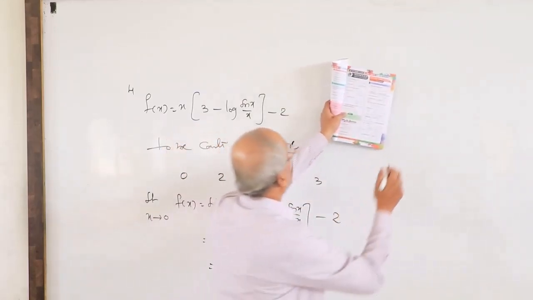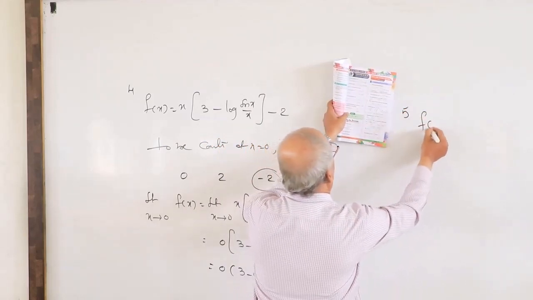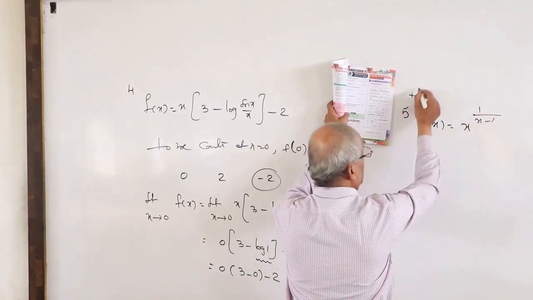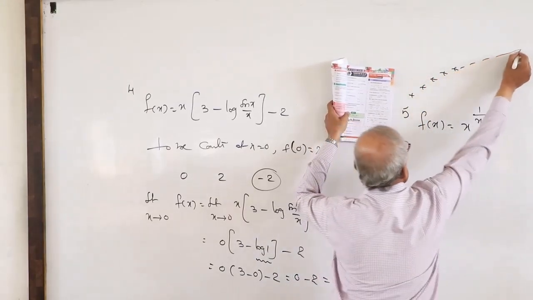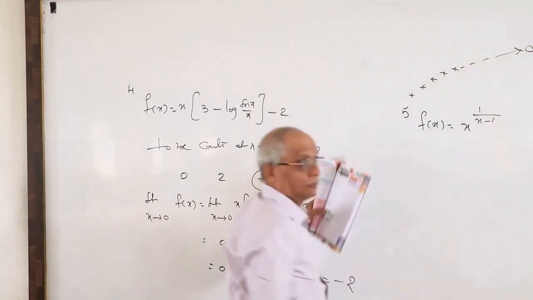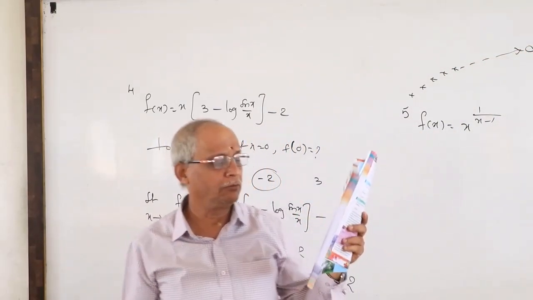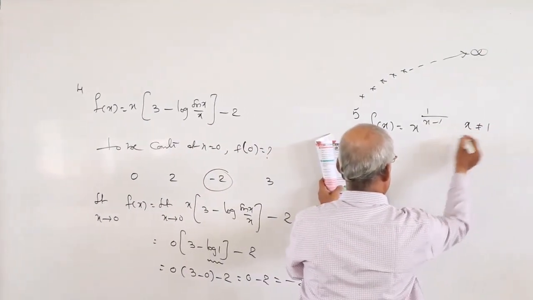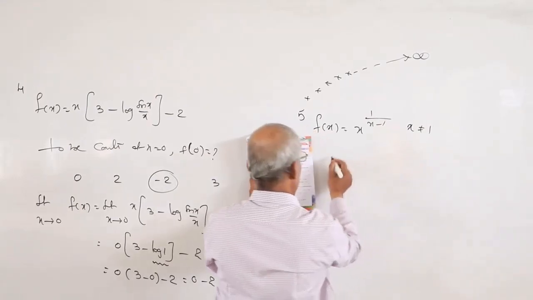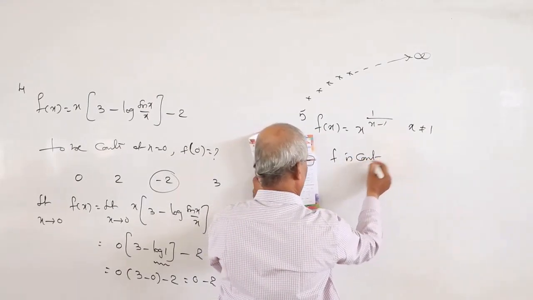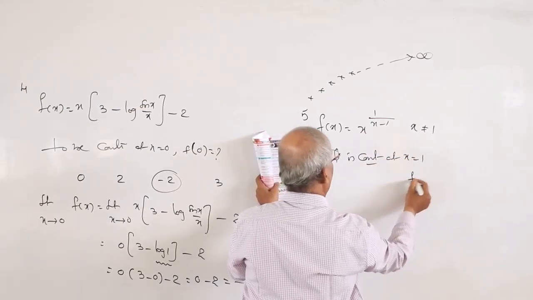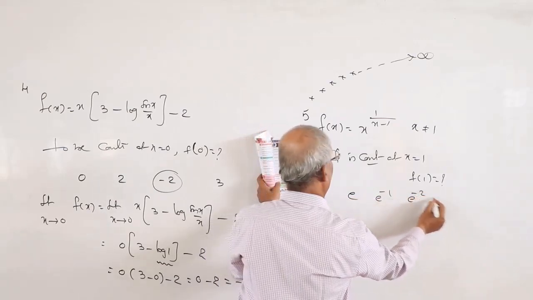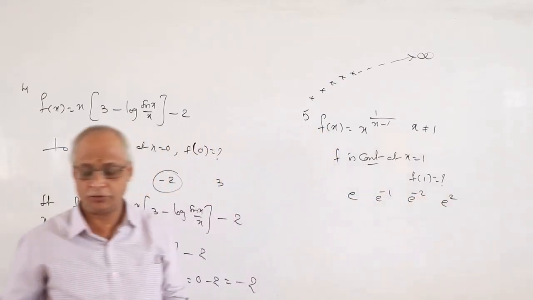Good. Problem number 5. f of x equals x power 1 by x minus 1. Very important. How much important? Big important. Compulsorily they wrote x not equal to 1. f is continuous at 1. Find the functional value f of 1. The options are e inverse, e, power minus 2, e square. These are the ABCD.